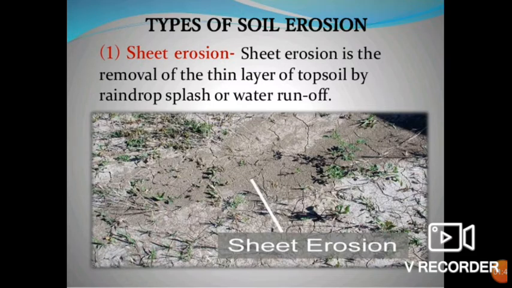Types of soil erosion. Sheet erosion. Sheet erosion is the removal of the thin layer of topsoil by raindrop splash or water runoff.